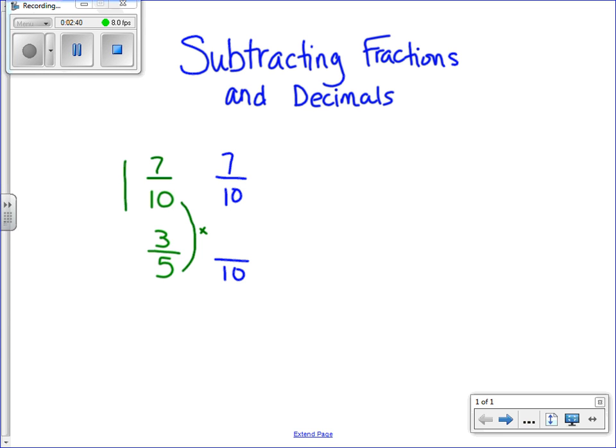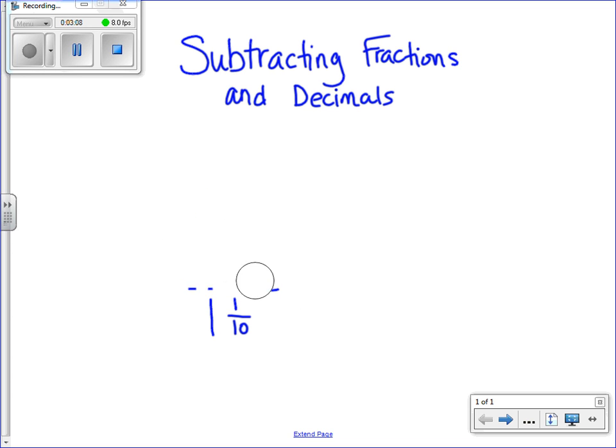This one stayed the same. For here, it was times 2. So it was 6/10, but I've got to bring my 1 over because that was my whole number. So 7 minus 6 is 1. Denominator stays the same. 1 minus nothing, because there's no whole number there, I just bring my 1 down. That'd be 1 and 1/10. So with our whole numbers, just treat them as whole numbers. Just make sure you don't forget them.